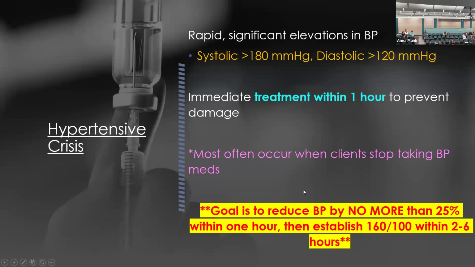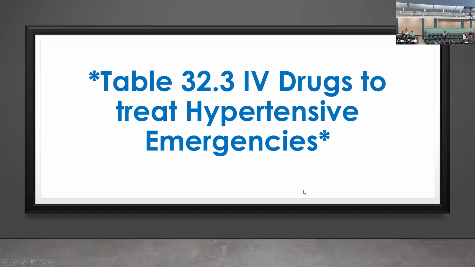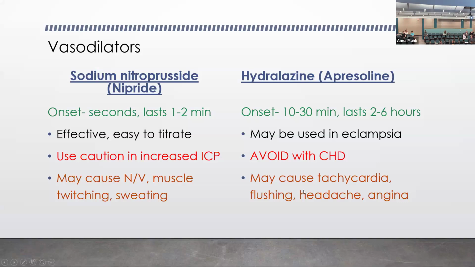And then over the next couple hours, we're going to try to bring it down to about 160 over 100, low and slow. Okay, that is what we want to do, slowly bring it down. In your book, there's a list of medications that we use for this. If you have somebody experiencing hypertensive crisis that's interfering with circulation, here are the ones I want you to pay attention to.